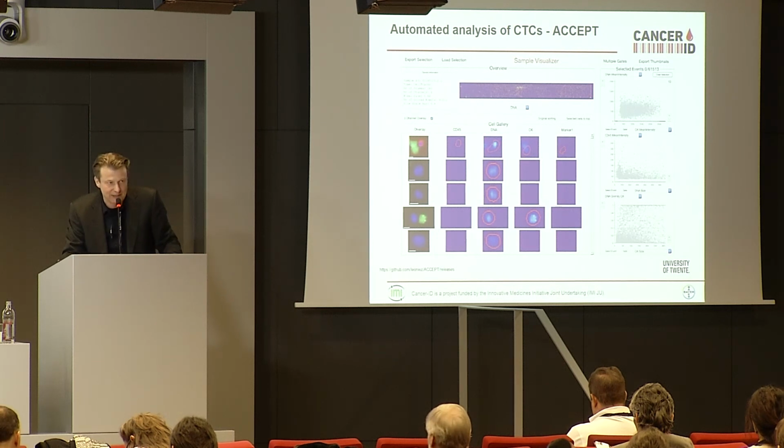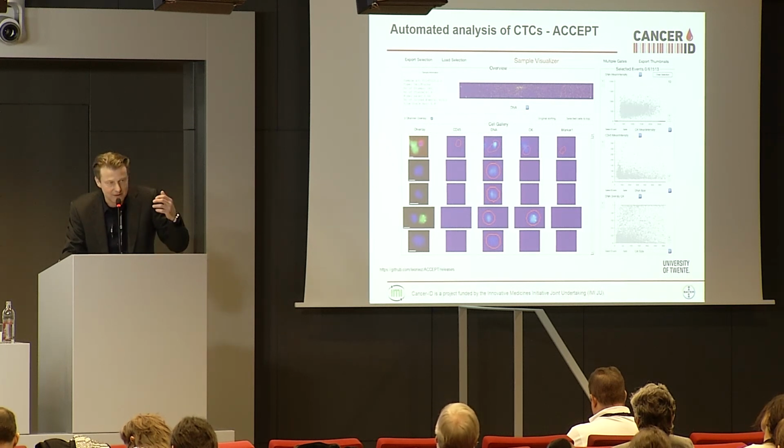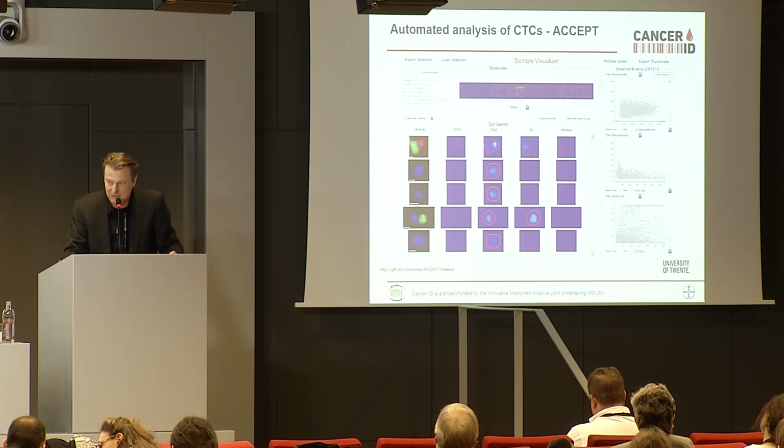Another important thing is to get rid of observer bias. So for the CellSearch system, it's 2 pathologists looking at the pictures taken from the cells and analyzing or giving their votum whether it's a CTC or not. If they disagree, there will be a 3rd one. Of course, that's a tedious procedure.